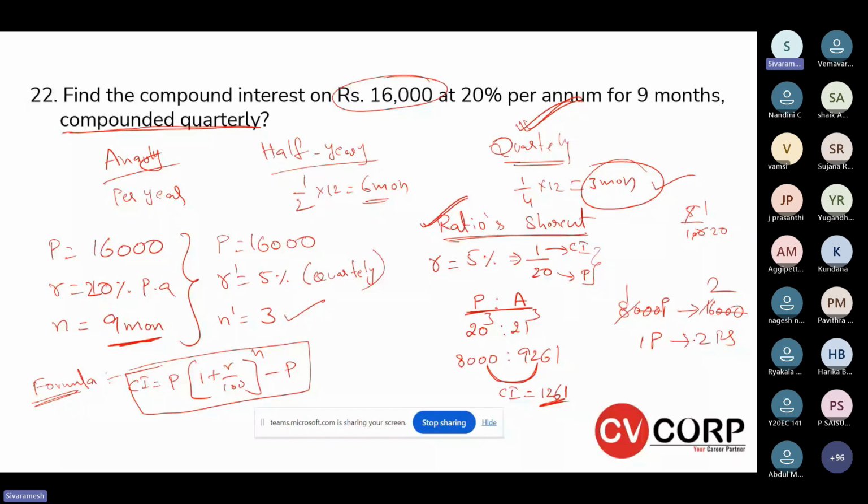Now what we need to find is the compound interest, which is a total of 1261 parts. 1261 parts is how much? So obviously multiplied by 2, so 2522 will be the compound interest, compounding being quarterly. So the answer is 2522. Okay, so just make a note.